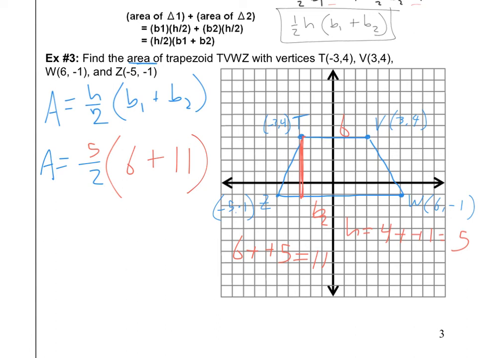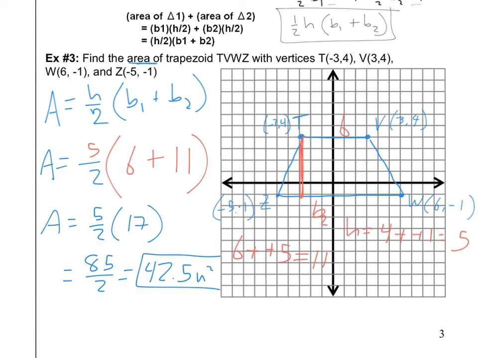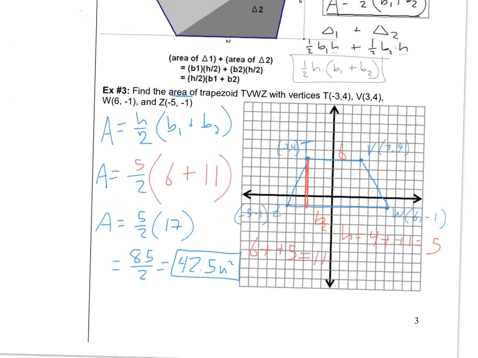Now we just got to simplify it out. 6 plus 11 is 17. So area equals 5/2 times 17. And from here, I would just go ahead and go to the calculator because it's going to be a decimal anyway. There's a couple ways you could write it. You could write it as 85 halves or 42.5. Again, this is just units squared, so a lot of times I just put a U there for units. And we're good. We found the area of the trapezoid on the graph.